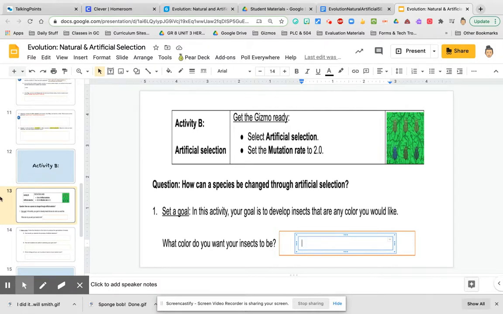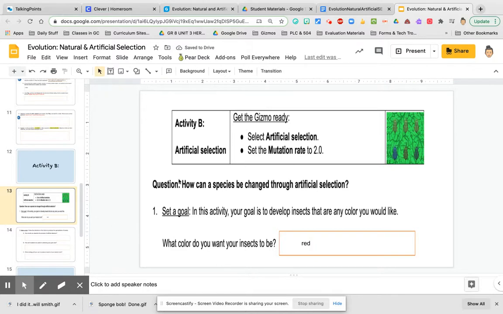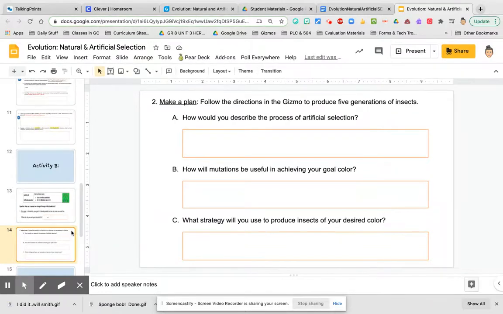Okay. And so what we're going to do is you need to set a goal. You're going to artificially select for a color of bug that you want. Now, remember the colors in that list, right? Remember the genes. There was cyan, yellow, green, blue, and red. Okay. I'm going to pick red, but you can pick any one of those colors. Okay. And then you're going to go on, and we're going to do 2 slides at the same time. You're going to make a plan, follow the directions in the Gizmo to produce 5 generations.